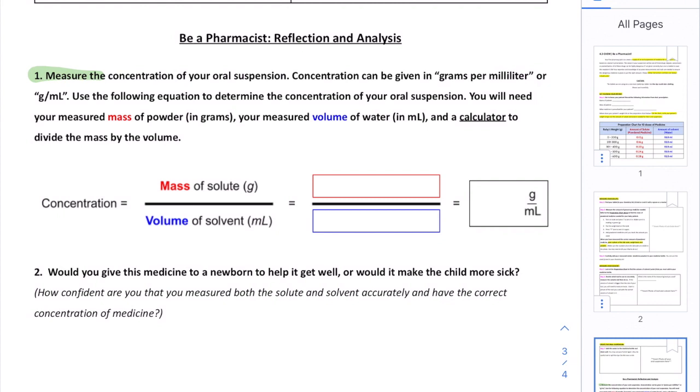Measure the concentration of your oral suspension. Concentration can be given in grams per milliliter, or g/mL. Use the following equation to determine the concentration of your oral suspension. You will need your measured mass of powder in grams and your measured volume of water in milliliters, and a calculator to divide the mass by the volume. So you're going to use this formula here, and we need to go back up to the preparation chart to find the mass and the volume if you don't remember.